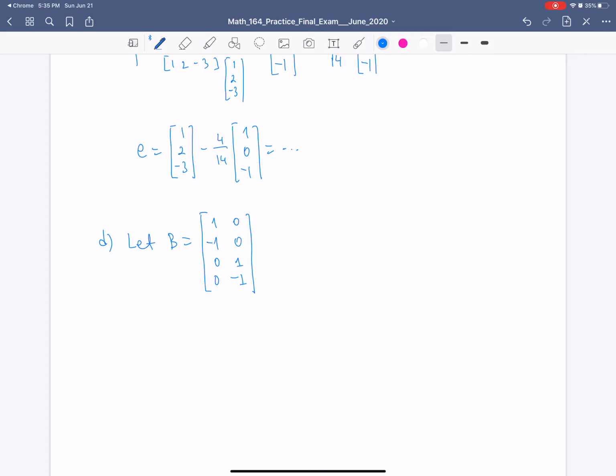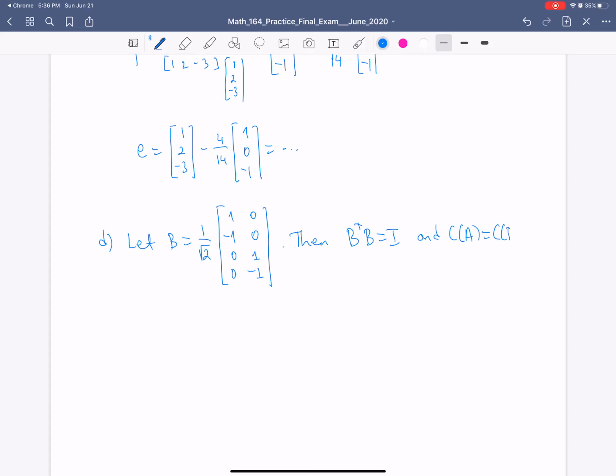So if I divide B by root 2, so if I do 1 over root 2, then the columns of B will be orthonormal. So then B transpose B will be the identity. You can test this. And the column space of A is the same as the column space of B. The row spaces are different, but the column spaces are the same.